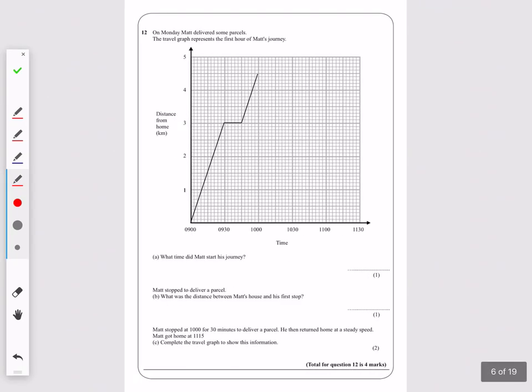Question 12. On Monday, Matt delivered some parcels. The travel graph represents the first hour of Matt's journey. What time did Matt start his journey? So the start of the journey is just here at 9 o'clock. Be careful if you don't use a 24-hour clock. That's a 24-hour clock, it's got a 0 there. If you don't use a 24-hour clock, make sure you put AM, because that is 9 o'clock in the morning.